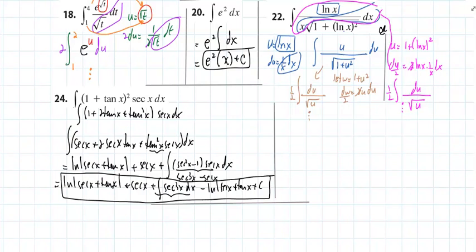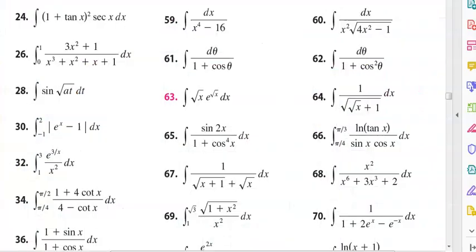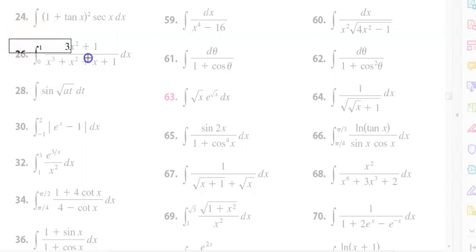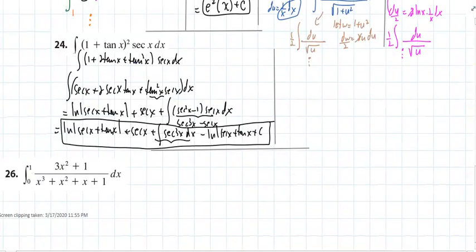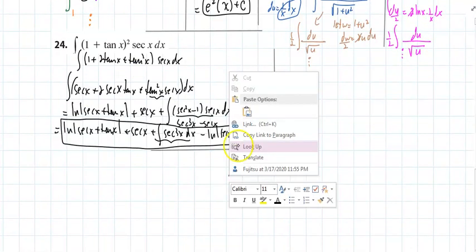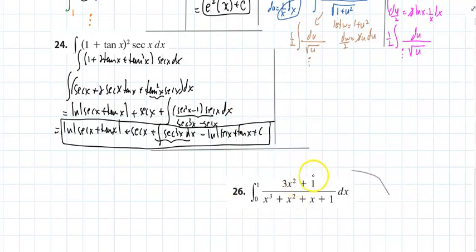Okay, next problem up is problem number 26. On this problem, I could tell this is from section 7.4 because it's a rational function. So what I'll do here, let's see if the denominator factors in good shape.